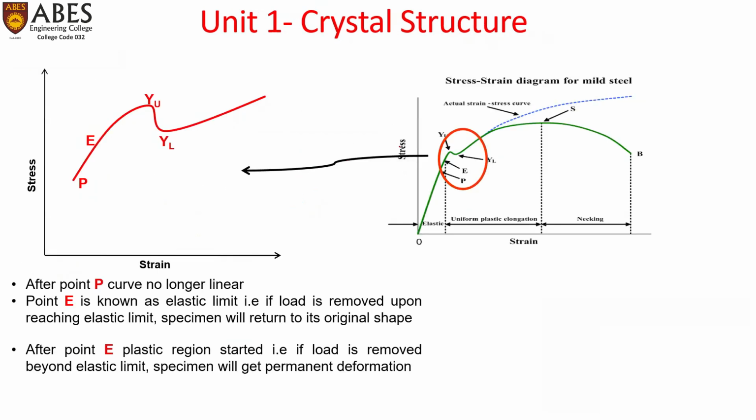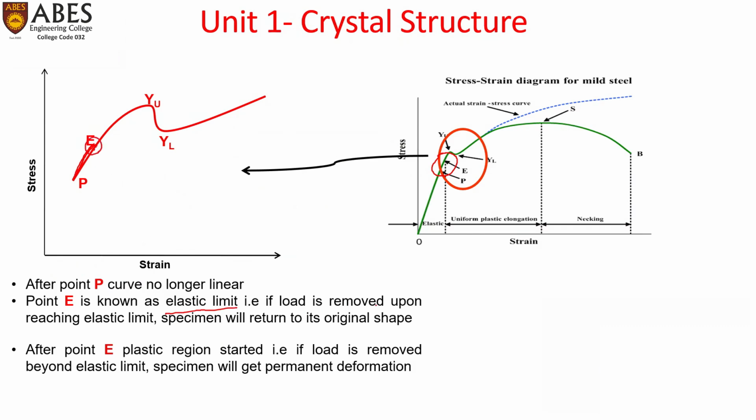Now coming on to the next part, that is P to E. Up to P it was a straight line, and P was the limit of proportionality. Now after point P, the curve would no longer be linear. So this P to E region, though it is seen like a straight line, is not exactly a straight line. Point E is known as the elastic limit.